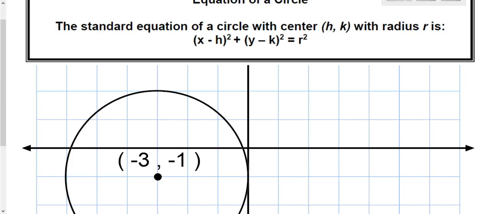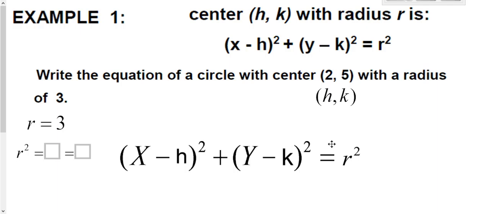We're going to go one example at a time with these videos and then one quick check. So our first example in our first video. Here I'm putting up our general form again. The center is going to be at (h, k) with radius r. It looks like this. So our first question says, write the equation of a circle with center (2, 5) and with a radius of 3.